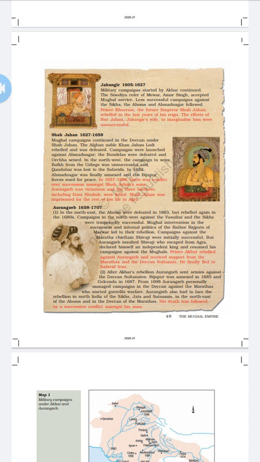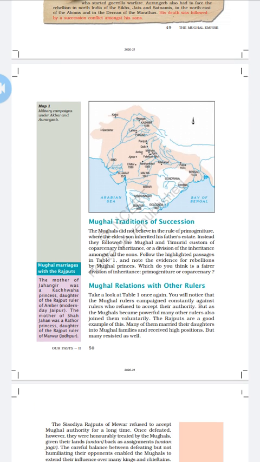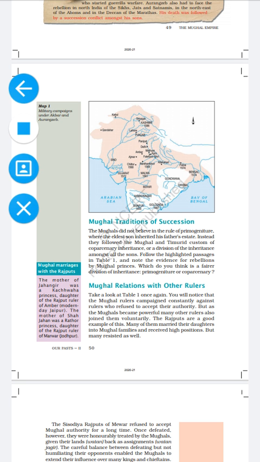So tomorrow again we are continuing, that is Mughal tradition of succession. For reference, you can refer to the NCERT 7th grade textbook. Thank you.